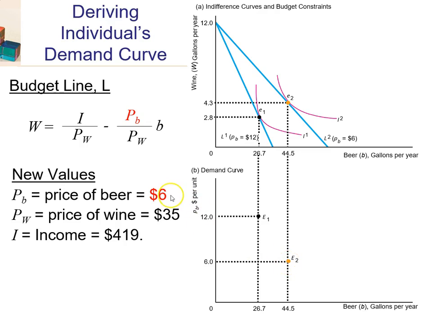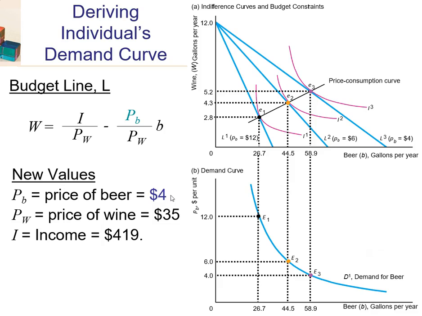So let's do one more example. Let's drop the price of beer further, even lower than 6. Let's make it 4. This budget constraint gets flatter once again, and now you can get an even further indifference curve with an optimal bundle of E3. Note that at E3 you are consuming more of both wine and beer. But again, tracking the beer consumption on the horizontal, these 59 units of beer translate to a price of $4.